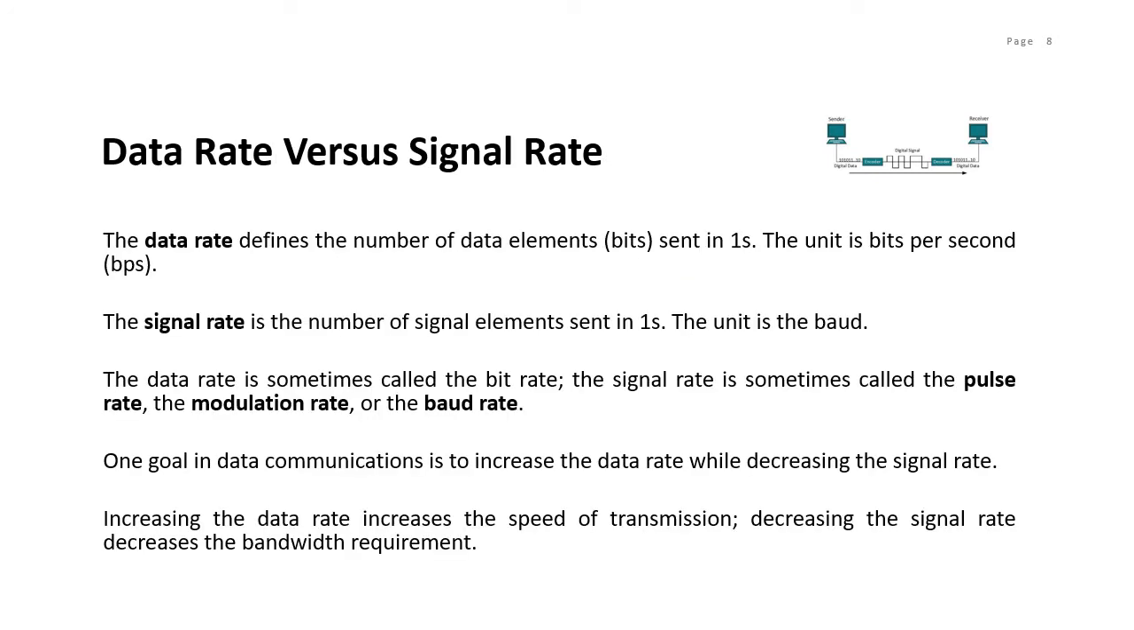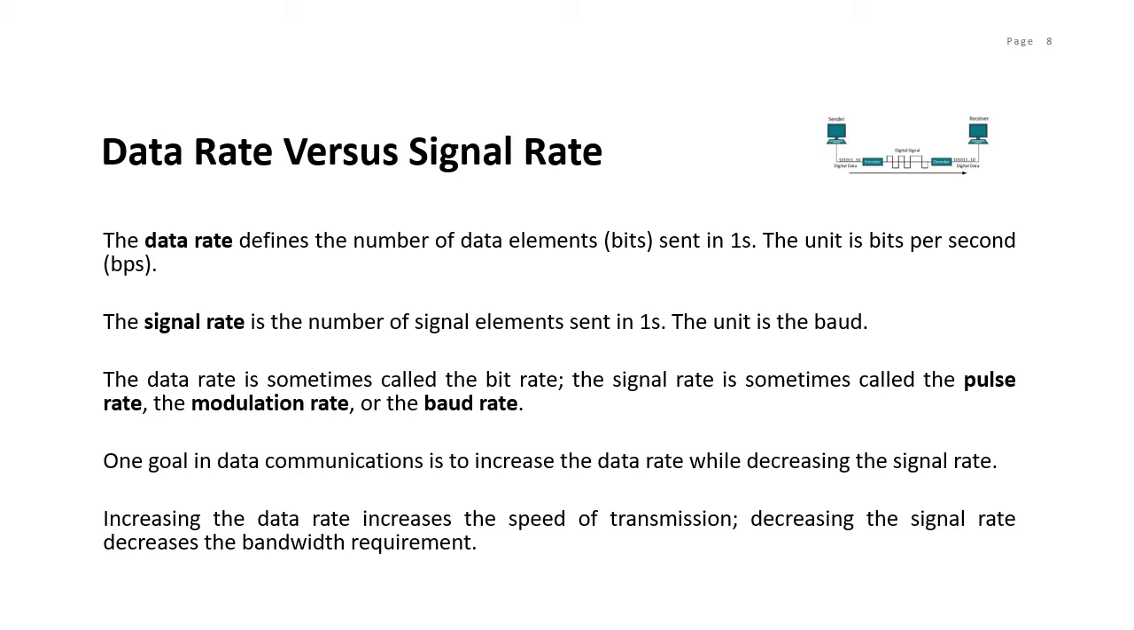Data rate and signal rate are also characteristics that we need to be clear about. Data rate defines the number of data elements or bits sent in 1 second, and the unit is bits per second, whereas the signal rate is the number of signal elements sent in 1 second, and the unit is the baud. The data rate is sometimes called the bit rate, and the signal rate is sometimes called the pulse rate or the modulation rate or the baud rate.